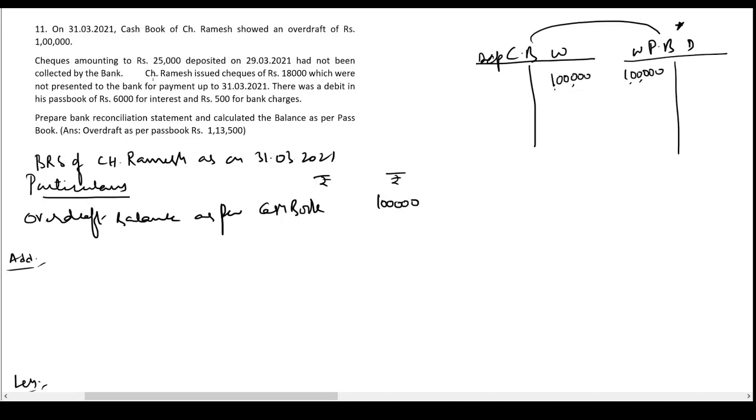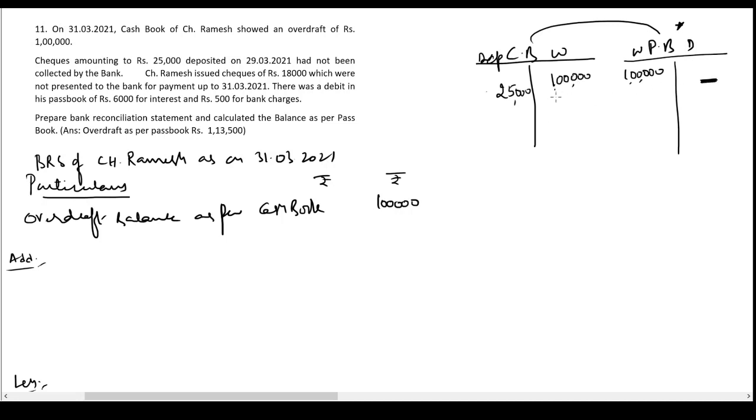Checks amounting to rupees 25,000 deposited on 29th March 21 had not been collected by the bank. So as soon as we deposit a check in the bank, we pass the entry bank account debtor to debtor. We record a deposit in our cash book. Deposit will be recorded in the passbook only when the money on the check is realized by the bank. When the payment is collected on the check, only then the passbook will be credited. So there is no deposit in the passbook.